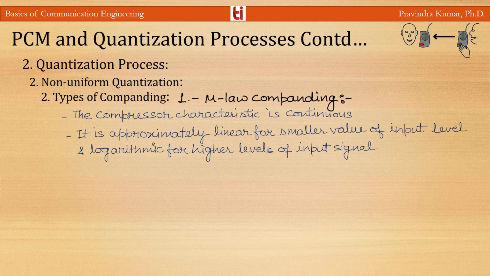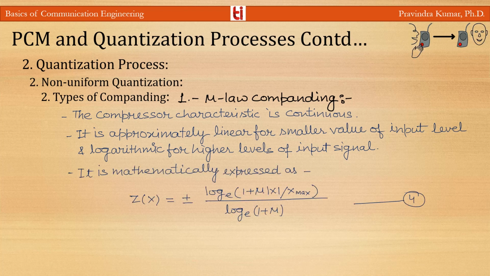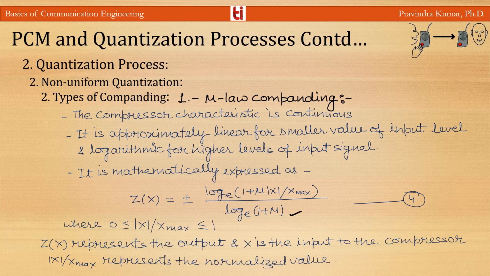In Mu-law companding, the compressor characteristic is continuous. It is approximately linear for smaller values of input level and logarithmic for higher values of the input signal. The Mu-law compressor characteristic is mathematically expressed as Z(x) equals plus or minus log(1 plus mu mod x by x maximum) divided by log(1 plus mu), where mod x by x maximum should lie between 0 to 1, and Z(x) represents the output, x is the input to the compressor.